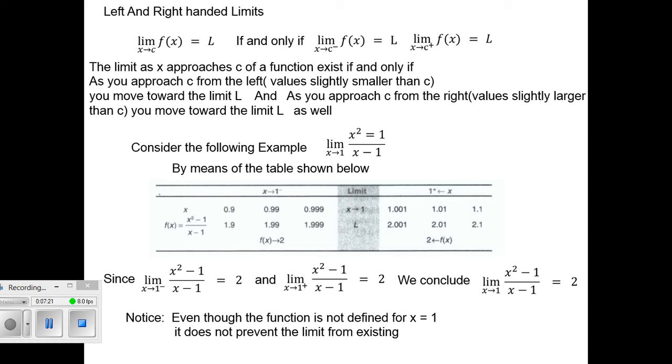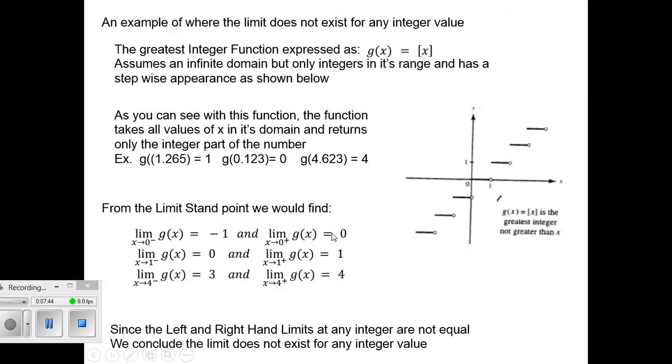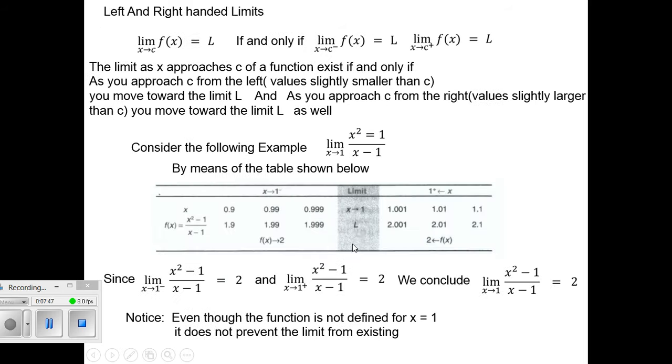So the key thing that we're trying to get to in this video is the notion of what a limit is. And the limit can only exist if, as we approach this x value c from both the left and the right side, we move towards a definitive value. In this case, our definitive value is 2. And therefore, we're going to make the claim that the limit as x approaches 1 for the function x squared minus 1 over x minus 1 is 2.